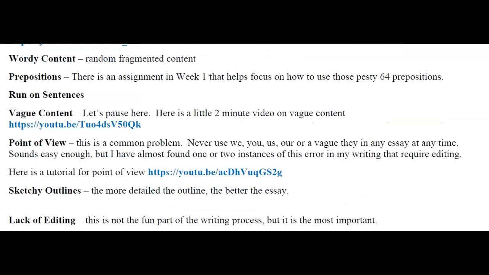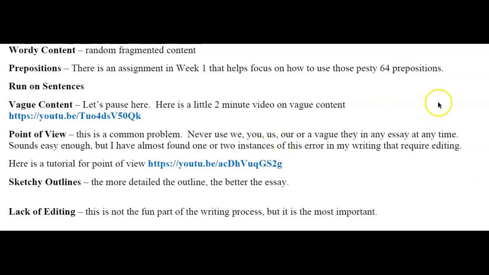Point of view is a major problem because there will never be a case in formal writing where the writer will need to use we, you, us, our, or a vague they in any essay at any time. I know you say, but I see those in articles that I read all the time. Yes, those are in published articles. I don't think it's right even in an article, but people are allowed to get away with that because they're publishing an article. I don't know why people think that's important to do, but they do.